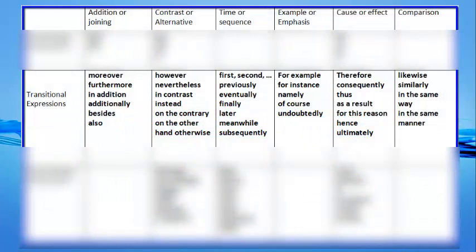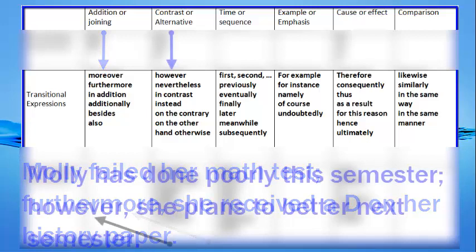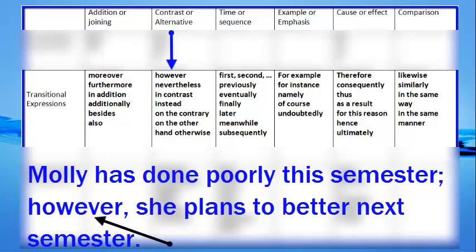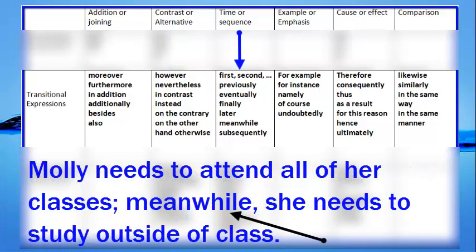Here are some examples of transitional expressions used to create compound sentences. Molly failed her math test. Furthermore, she received a D on her history paper. Molly has done poorly this semester. However, she plans to do better next semester. Molly needs to attend all of her classes. Meanwhile, she needs to study outside of class.